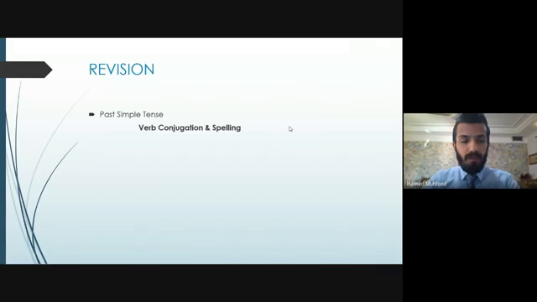Now, let's get back to another topic that we talked about before, which is the verb conjugation and spelling concerning the past simple tense. It is about changing the verb from its root form to its second form, which is the past simple form. So how do we change the verb into its past form? I want you to participate.